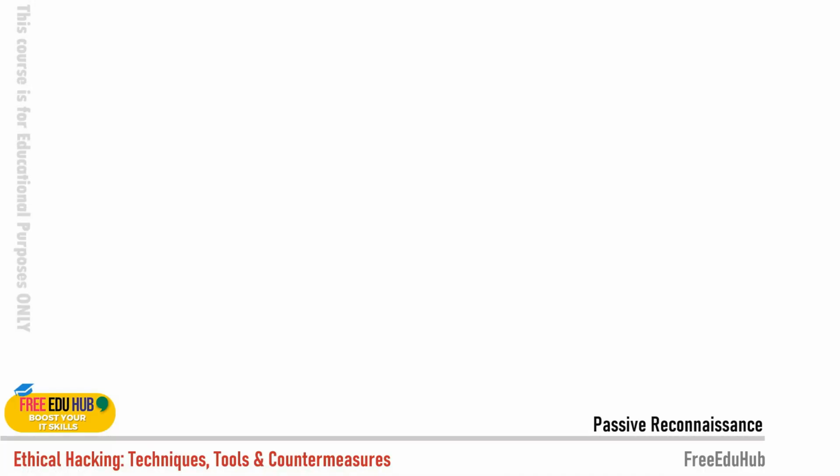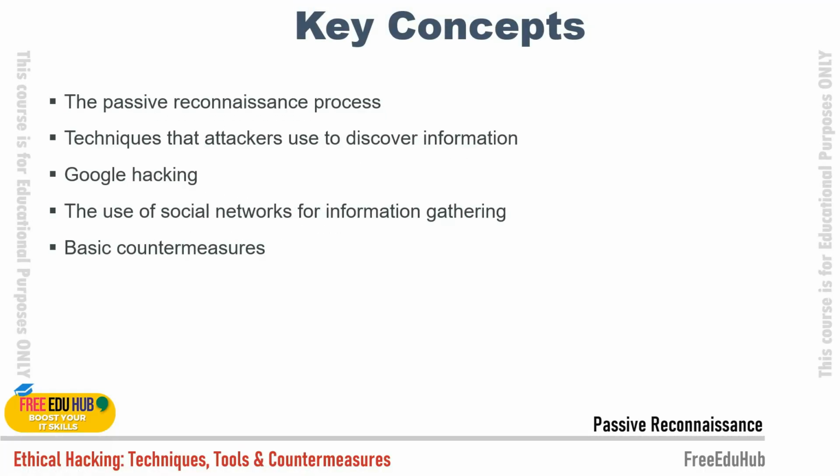In this chapter, we'll be covering various different things, but the key concept of this chapter is the passive reconnaissance process. How does it take place? Then we'll see different techniques that attackers use to discover information. Then we'll see how Google helps in passive reconnaissance, how attackers can gain some basic information about their potential targets using search engines, because the information which is globally accessible through search engines is quite a wealth of information.